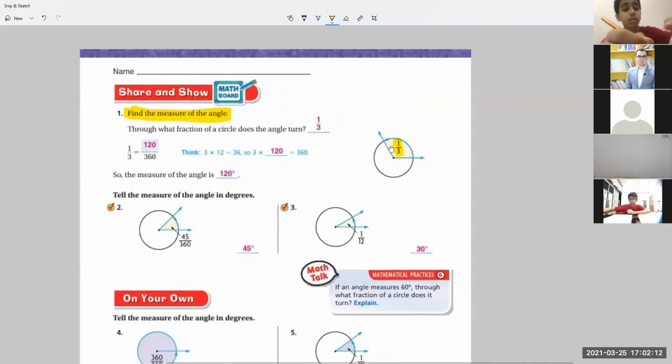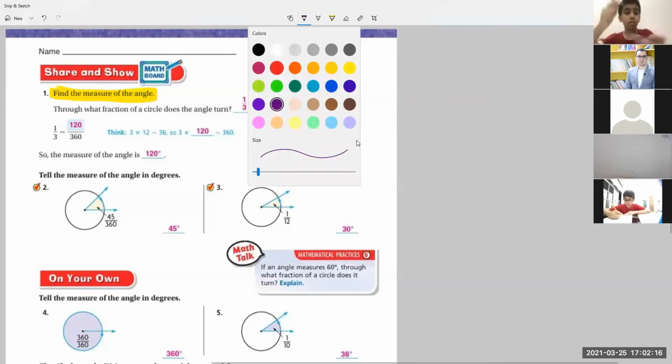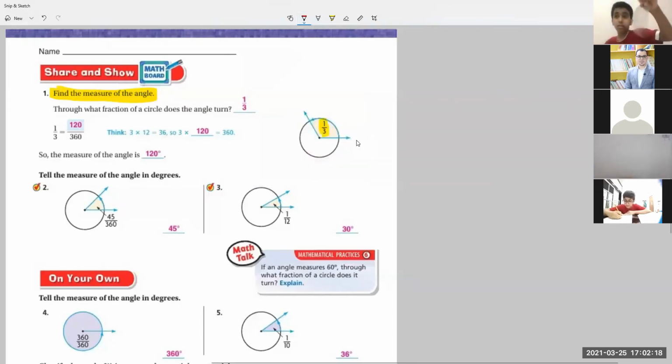Okay, before we start, let me remind you about something. To get the measure of any angle, you need to use this fraction, not a protractor, not this tool. We're going to use that later, inshallah. But today we're going to use a fraction to get the measure of an angle. Okay, so let me remind you about this.